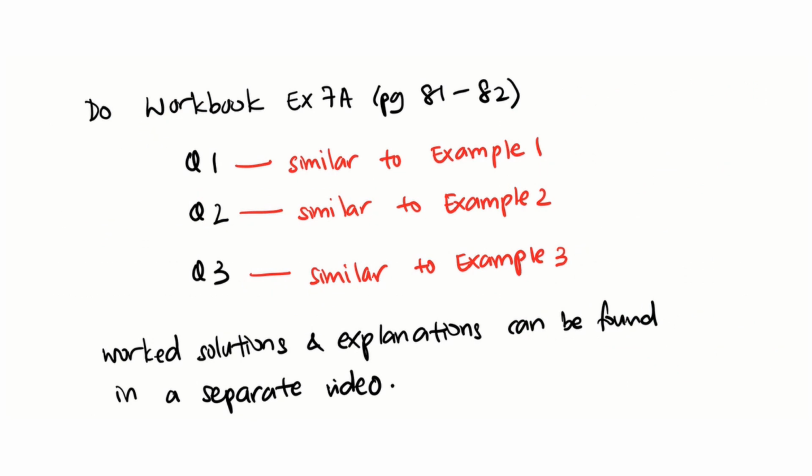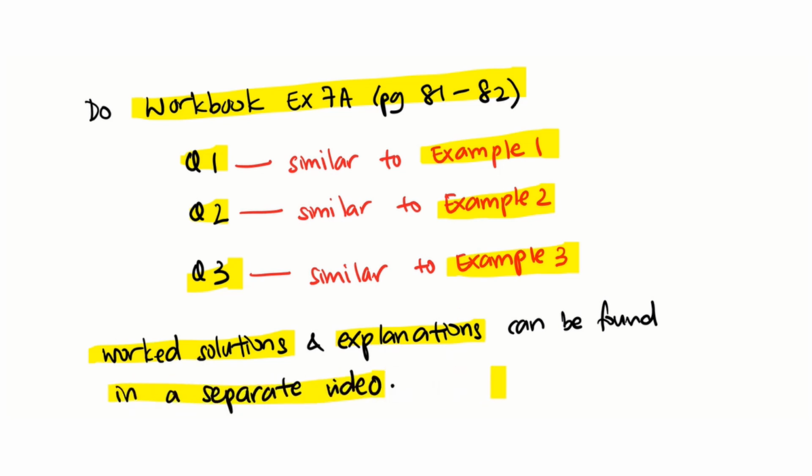We have now come to the end of today's lesson. I would like you to continue to work on this topic by going onto your workbook exercise 7a, page 81 to 82. I want you to complete question 1, 2, and 3, and you may want to refer to example 1, example 2, and example 3 as per what we have already discussed. Then, after you have completed them, you may check your answers with the worked solutions that I am submitting onto our Google Classroom. And also, the explanation will be done in a separate video that I will be uploading as well.